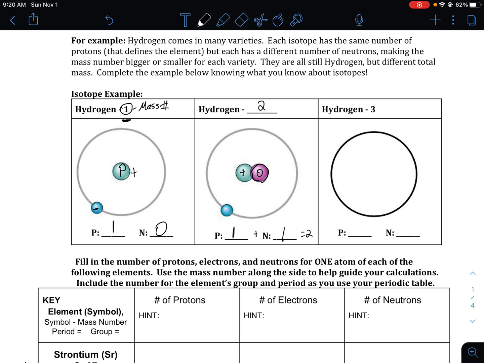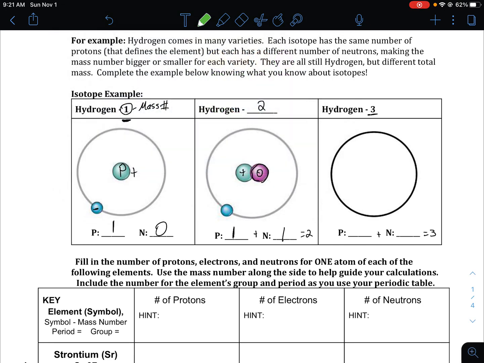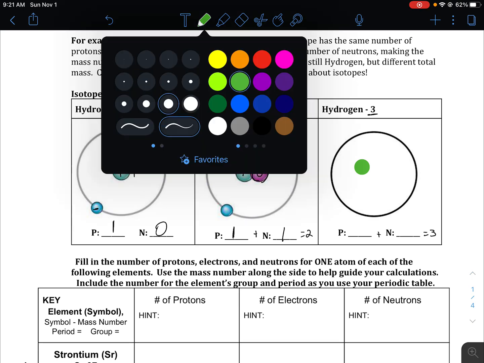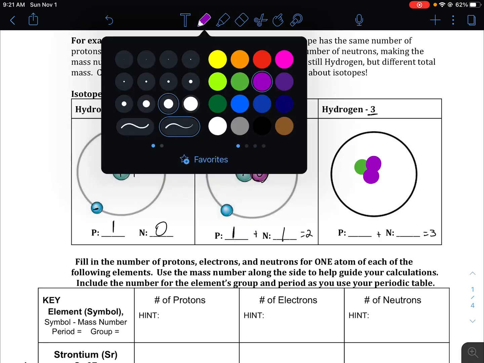And now for this third example. We need to create hydrogen 3. So we know that if we add protons plus neutrons, it has to equal 3. That's how we find our mass number. So let's see if we can write this in here. I know I have to have one proton, because it's hydrogen. And then, if I have one proton and the mass number is 3, that means I need 2 neutrons.